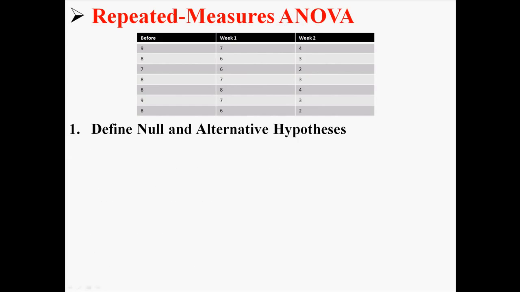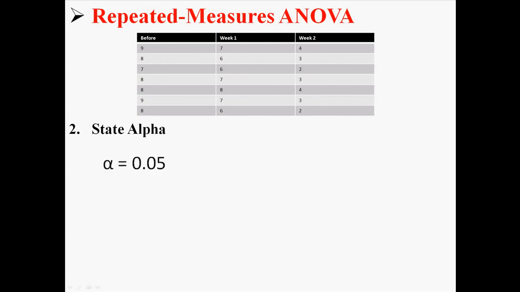So let's start with step 1, defining the hypotheses. Our null hypothesis is that all 3 groups will be equal, that before, week 1, and week 2 will be equal to one another. And H1 is that not all groups will be equal, that there will be a difference somewhere among the groups. Stating alpha. Alpha, I said to use 0.05, and you're going to use whatever, usually 0.05 or 0.01 or something like that. Here it's 0.05.